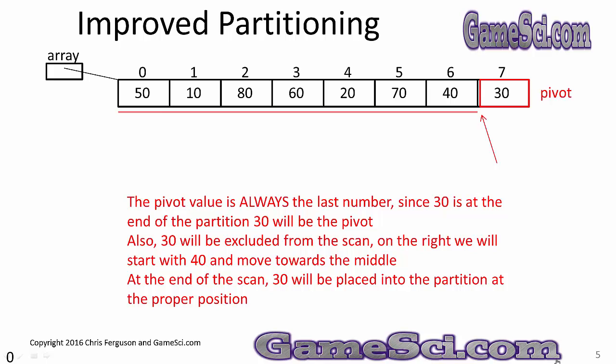Also, this allows 30 to be excluded from the scan. On the right, we'll start with the 40 and move towards the middle. And then at the end of the scan, 30 will be placed into the partition at the proper position. So it's just a minor tweak to the previous algorithm. Use the number at the end as our pivot value.